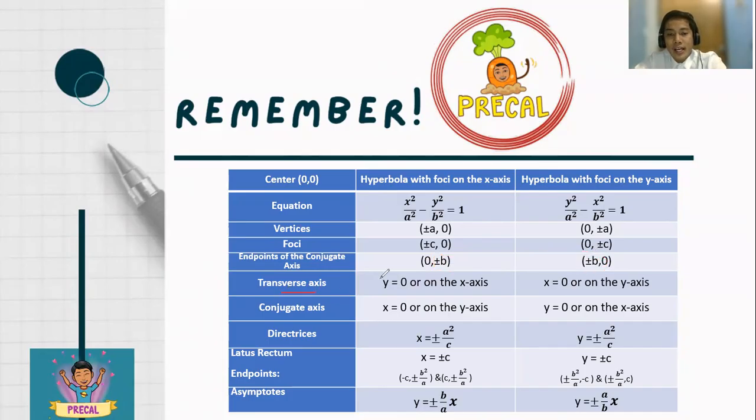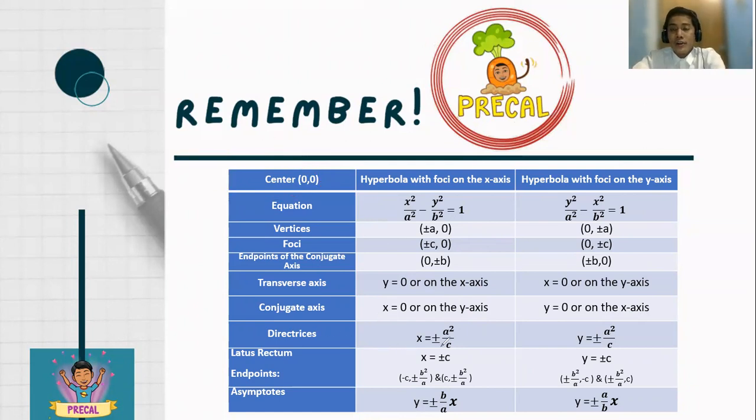So the transverse axis for a horizontal hyperbola is the x-axis itself, while in a vertical hyperbola, it is the y-axis itself. For the conjugate axis of a horizontal hyperbola, it is the y-axis. And for a vertical hyperbola, the conjugate axis is the x-axis itself. Remember that these formulas are for a center at the origin.